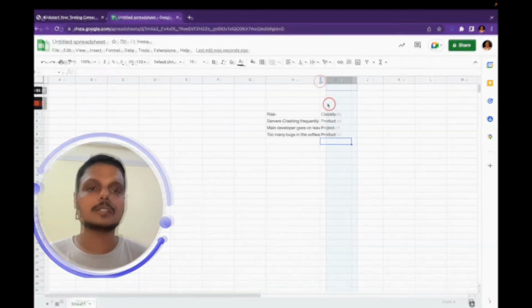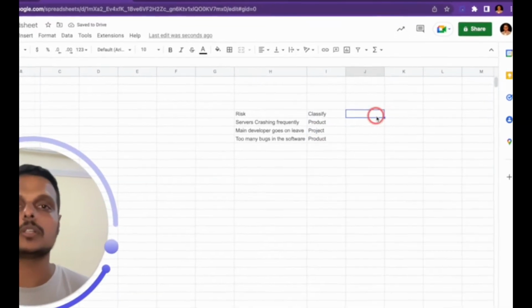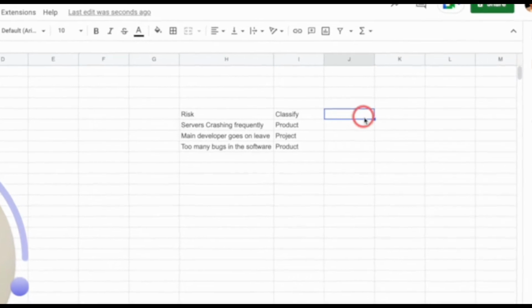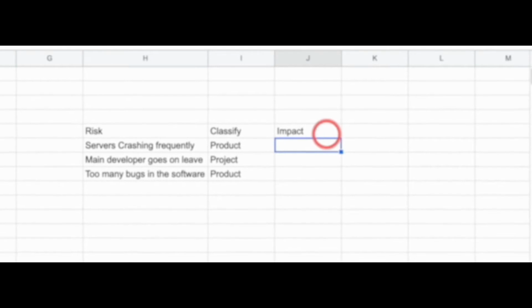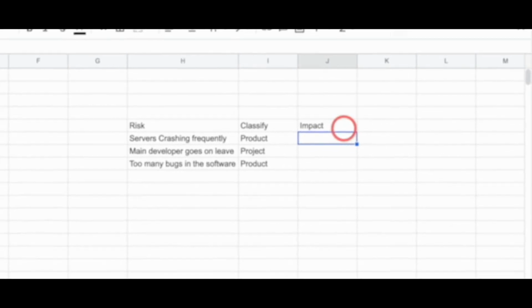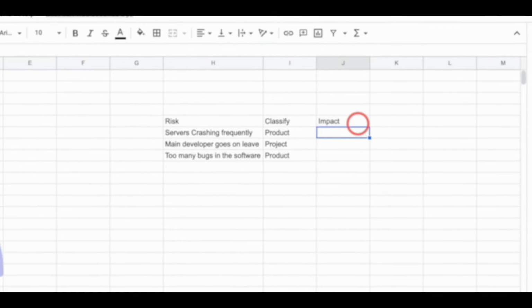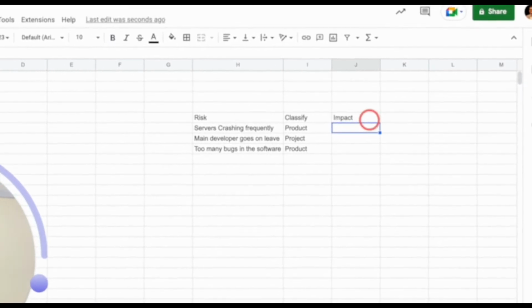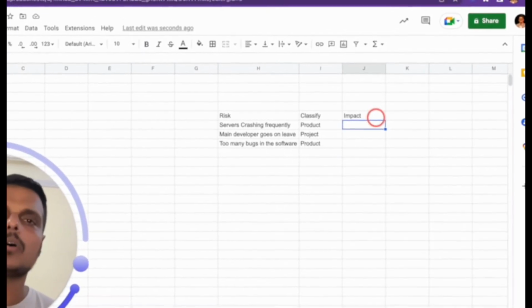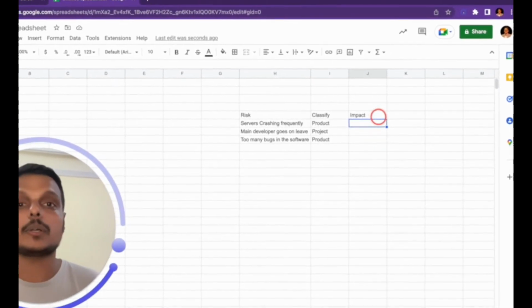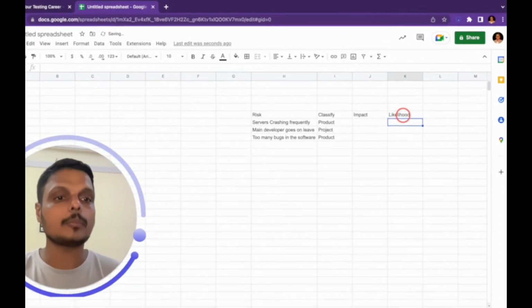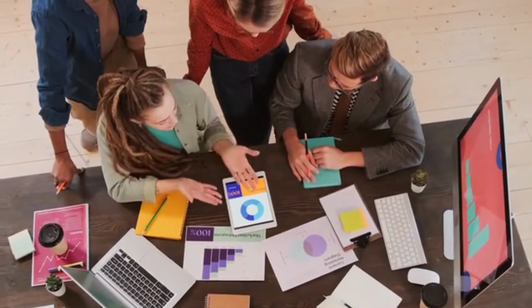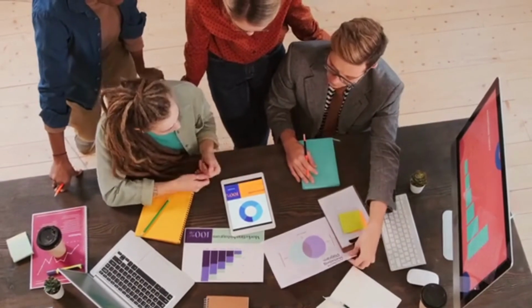Now, each risk comes with 2 major factors. The first factor is the impact of the risk. What will be the impact of the risk when this risk becomes a reality? If the server keeps crashing frequently, what is the impact of it on the end users, on the customer, on the contract that you have? And what is the likelihood of it happening for your project? How often does this happen? When does this happen? Has this ever happened in the last 3 months? What is the frequency of this happening?